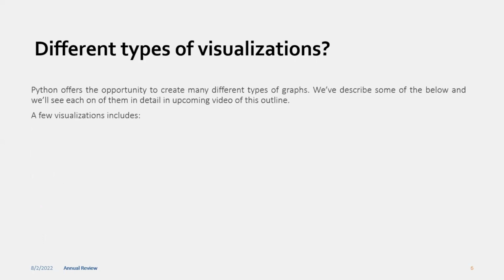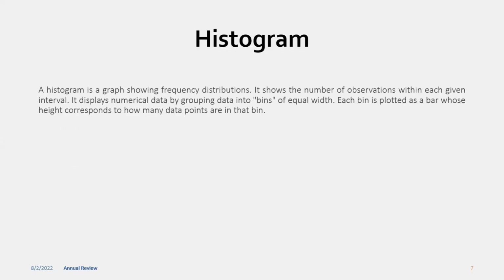Now, what are the different types of visualizations? Python offers the opportunity to create many different types of graphs. We have described some of them below, and we will see each of them in detail in the upcoming videos of this outline. A few visualizations include histogram, bar chart and count plot, scatter plot and pair plot, interval. Histogram displays numerical data by grouping data into bins of equal width.